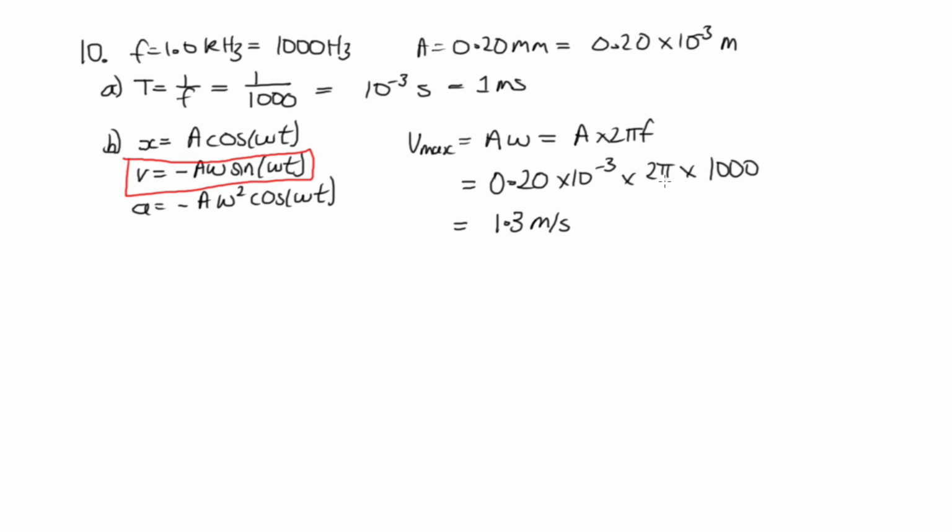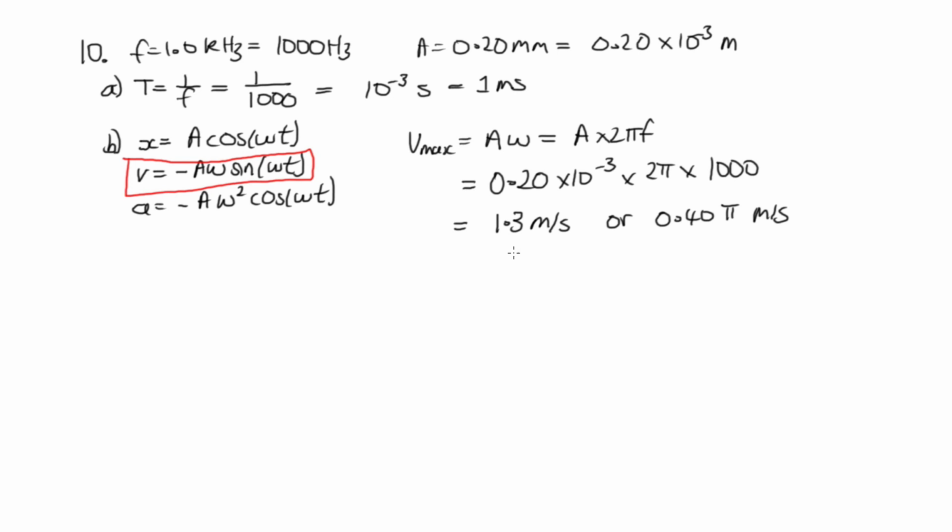Or alternatively, if we want, the 1,000 here will cancel out the 10 to the minus 3, so we could also write it as 0.40 pi, because 0.2 times 2 gives 0.40, would be another way we could write that.